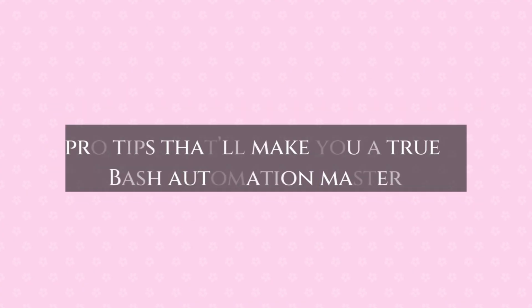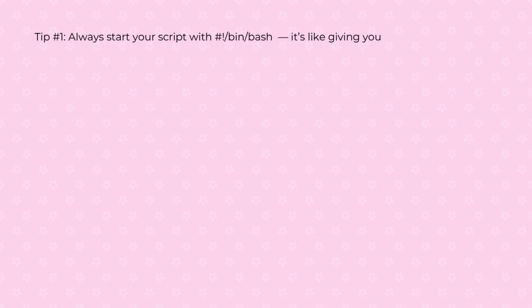You have just seen how a simple bash script can automate CPU monitoring. But as I said in the beginning, before you go, here are a few pro tips that will make you a true bash automation master. Let's start. Tip number one: always start your script with hash bin bash, and you can also use set -euo pipefail. It's like giving your script a safety helmet.